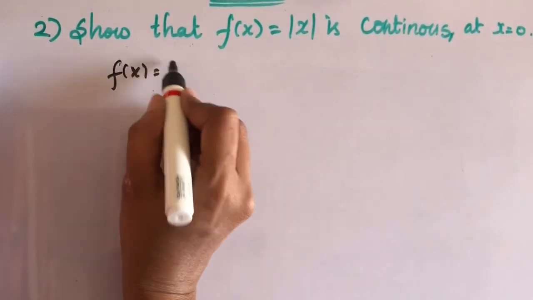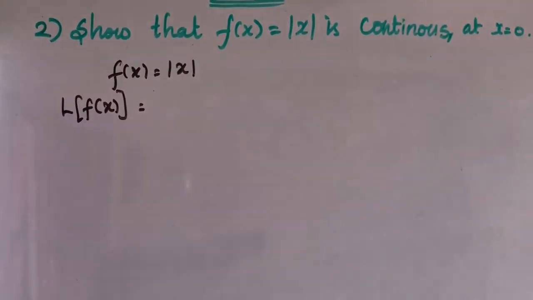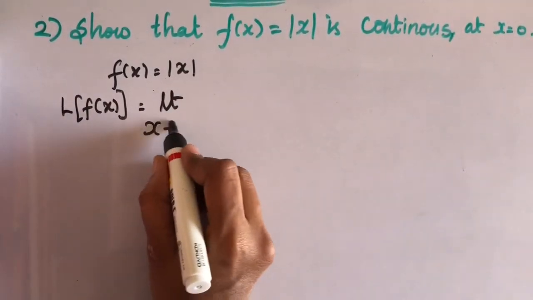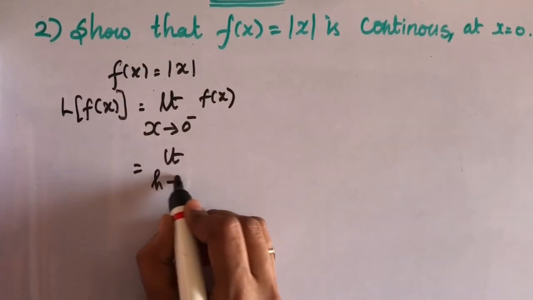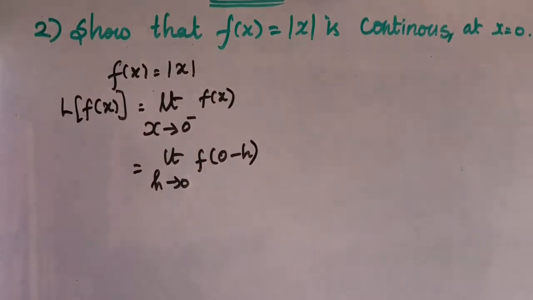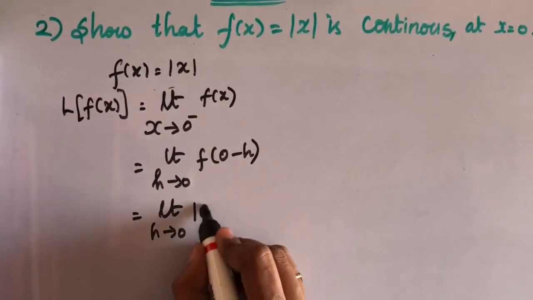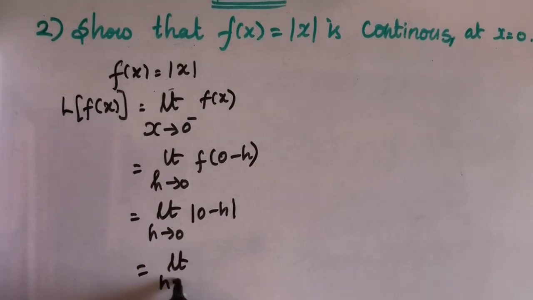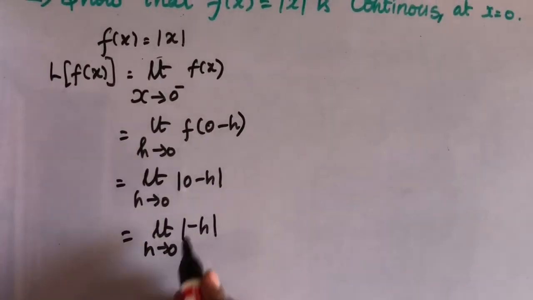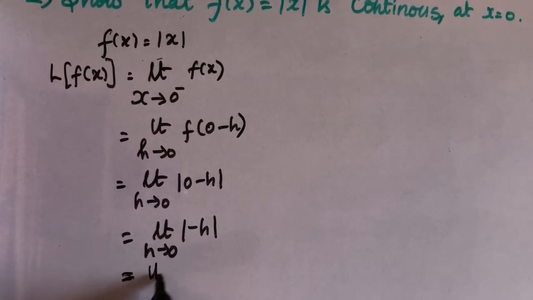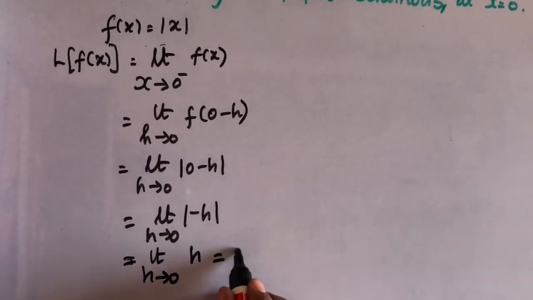What is our function? F of x is equal to modulus x. So, first we have to find L of f of x, that is the left hand side limit, that is limit x tends to 0 minus f of x. In the next step, it will be limit h tends to 0 f of 0 minus h, that is limit h tends to 0. What is our function? Modulus x, that is modulus 0 minus h, that is limit h tends to 0 modulus minus h. What is the quality of modulus? If you give the minus values, it will be positive. So, limit h tends to 0, it is plus h. So, while applying the limit, it is equal to 0.